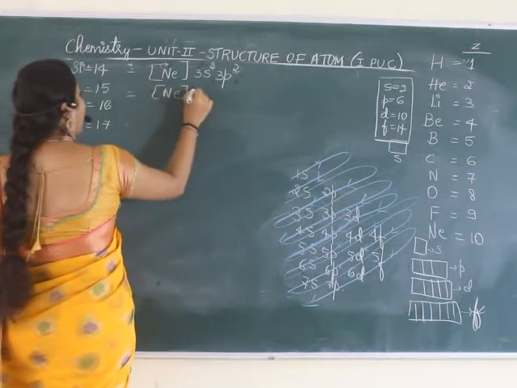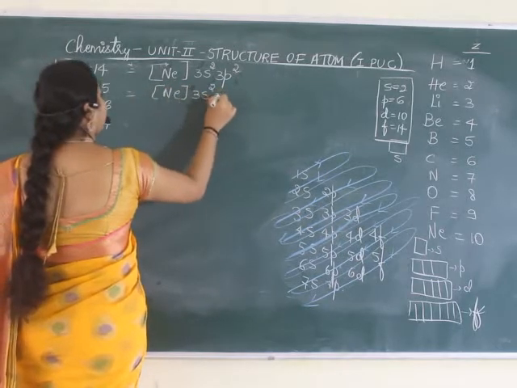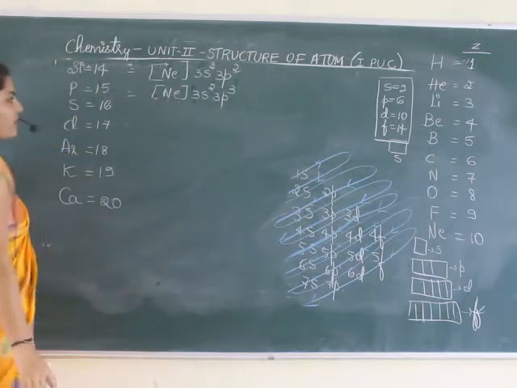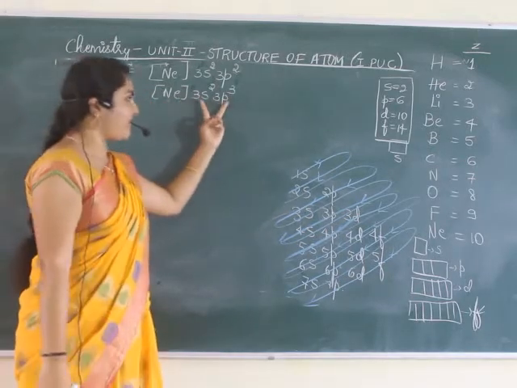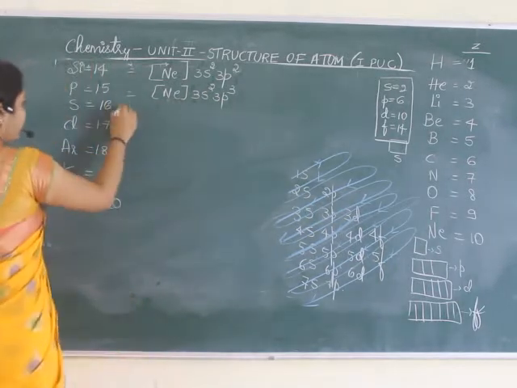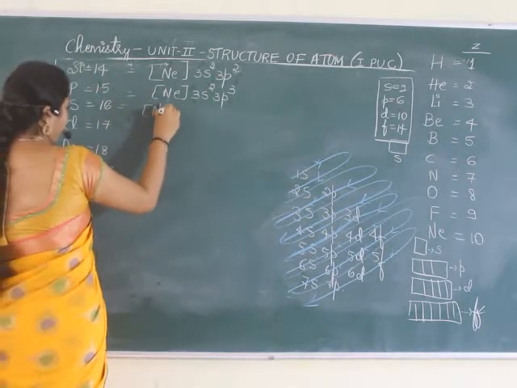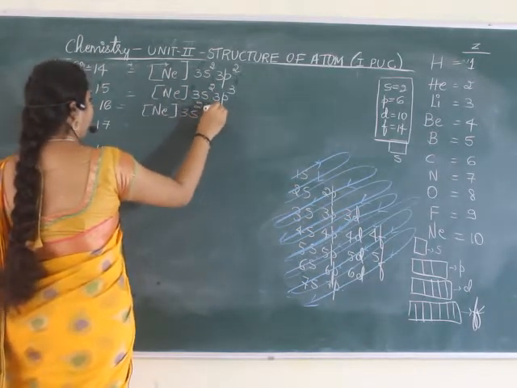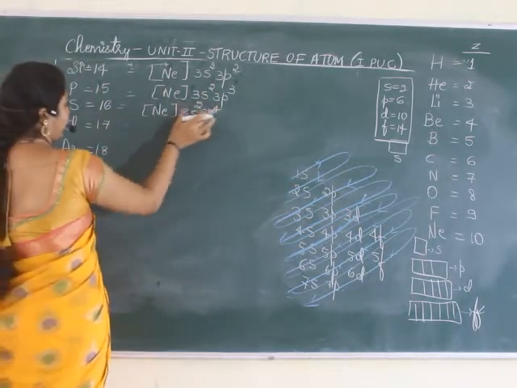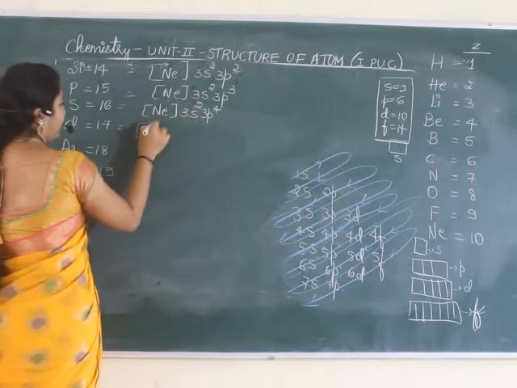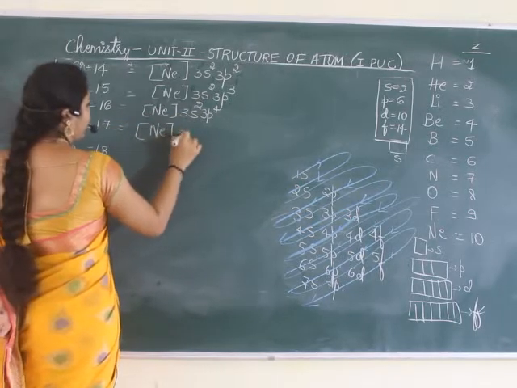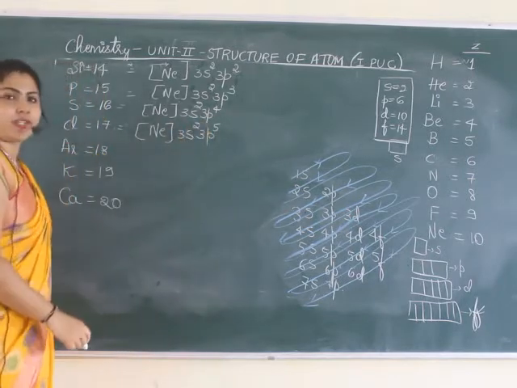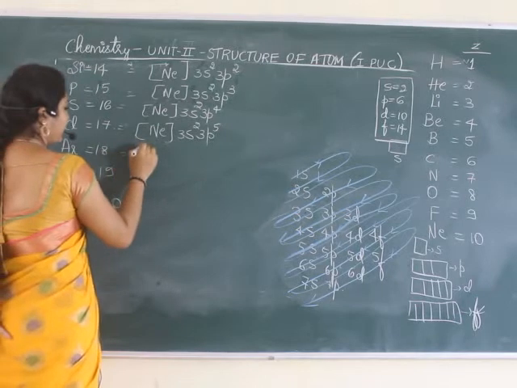10, 3s2, 3p3. Why? One extra electron. So 3s2, 3p3. 10 plus 5, 15. Neon configuration 3s2, 3p4. Isn't it? 4 plus 2, 6. 6 plus 10, 16. Then again neon 3s2, 3p5. Clear?